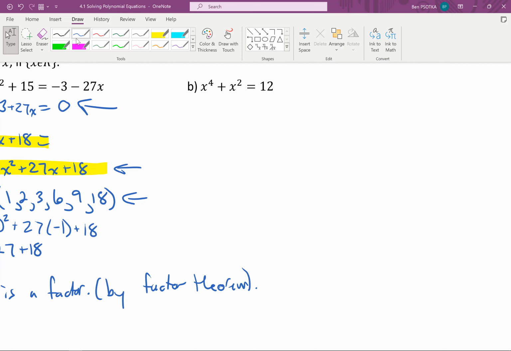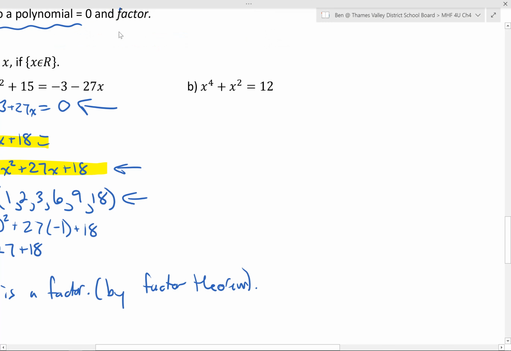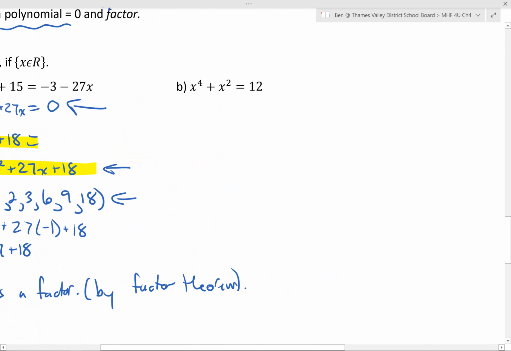We're not necessarily going to rely on our factor theorem every time. Here we'll work on example 3a, I think it's 3a. Okay, so x to the power of 4 plus x to the power of 2 equals 12. The first step, again, like before, we rearrange so that one side equals 0. So that means x to the power of 4 plus x to the power of 2 minus 12 equals 0.